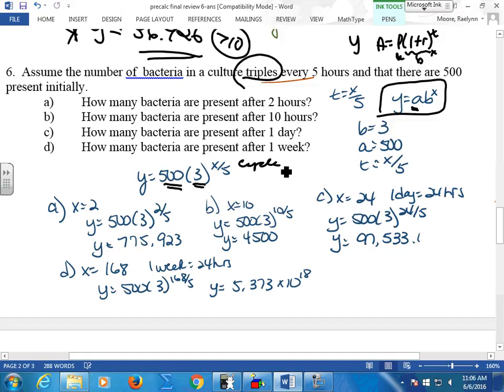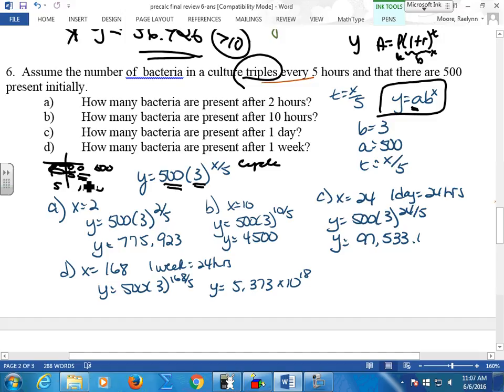So if I looked at my table, at the zero, I'm going to have 500. At the one, it's going to increase, but it's not going to go 1,500 until I hit 5 hours from there. So at the 5 hours from now, I'm going to have 1,500. I don't want to have them in here. So I have a cycle.